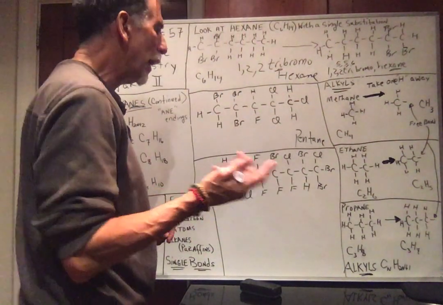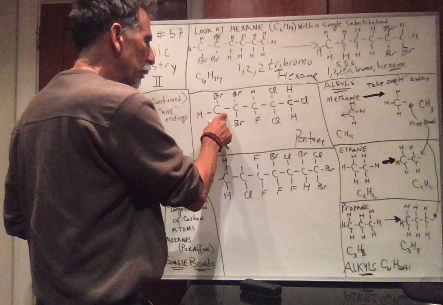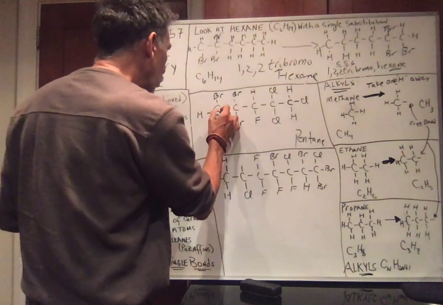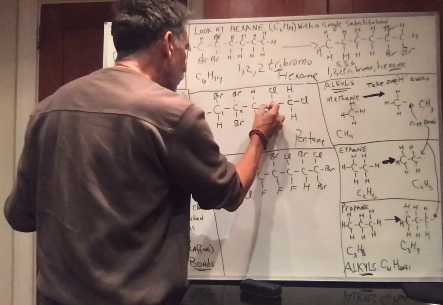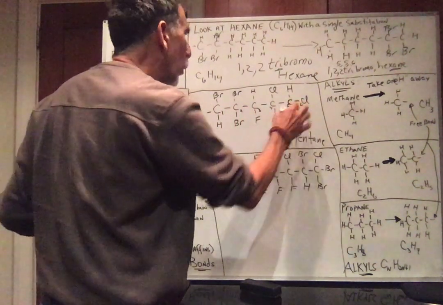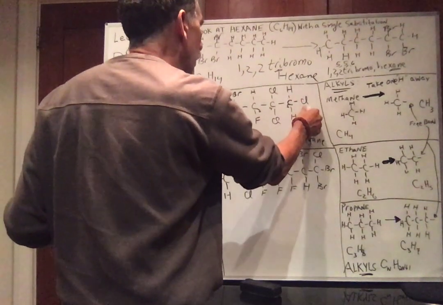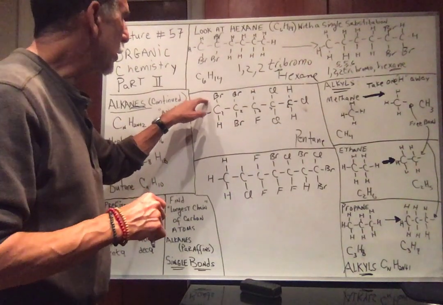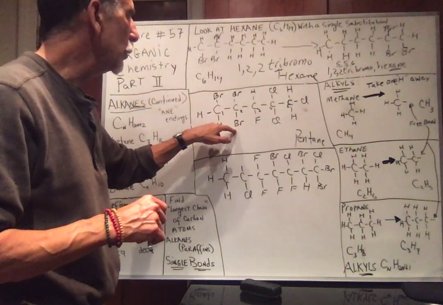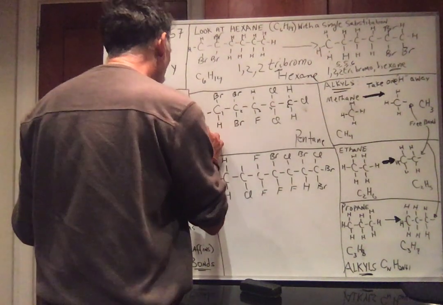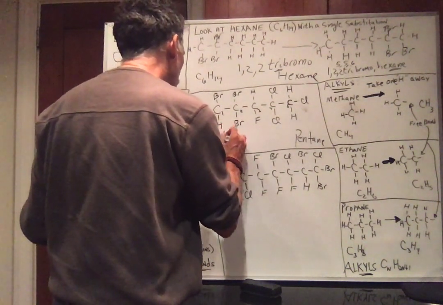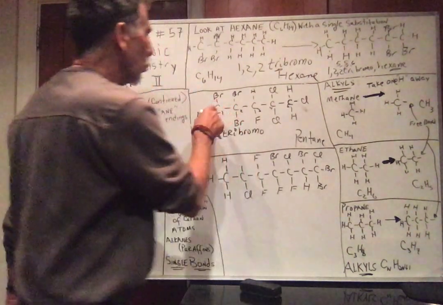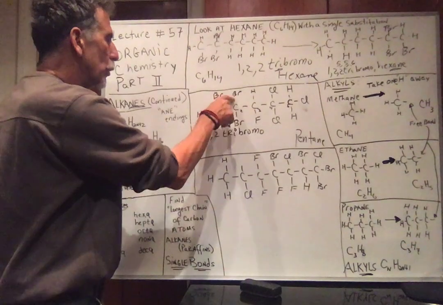Now, where's the bromine? It looks like the bromines are starting on this side. So this would be carbon 1, 2, 3, 4, 5, 6. Oops, it's only 5, sorry. So there's 5 carbons. Where are the bromines? There's a bromine there, 1, 2, 2, and that's it. So we have 1, 2, 2, tribromo.